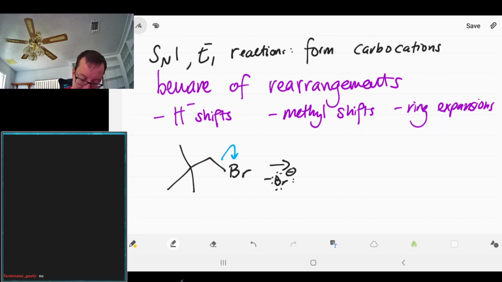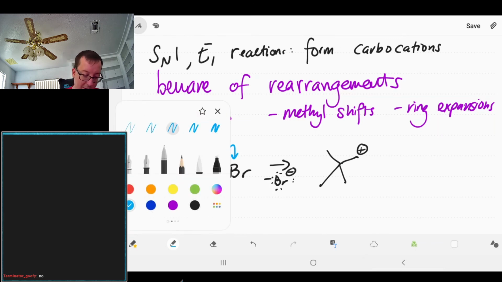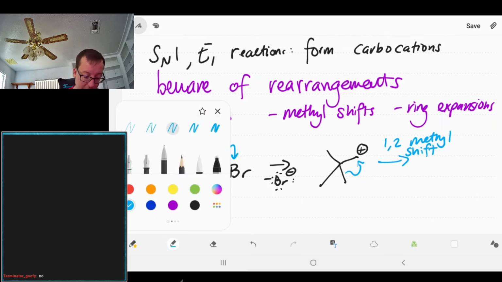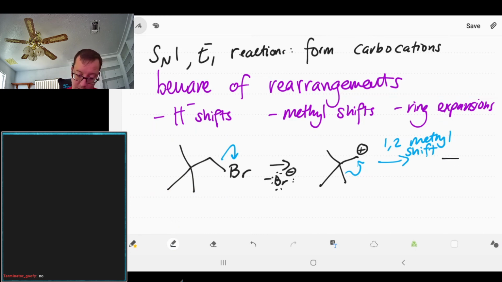We lose our bromide. We're going to end up moving a methyl group over. And I do want you to write on top of the arrow what's happening if you're doing a rearrangement. If it's a hydride shift, a ring expansion, or methyl shift, I do want you to write that. So as a result, we have now moved a methyl group over, and we have our carbocation now over here.